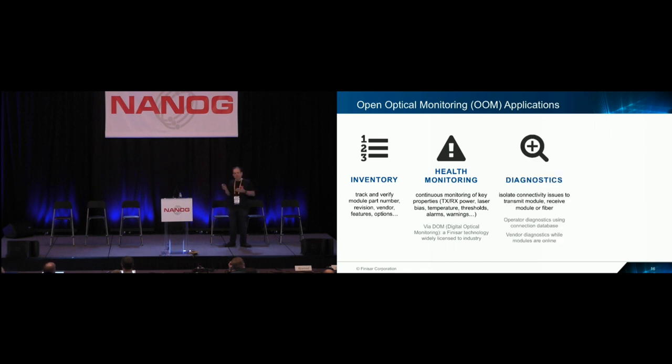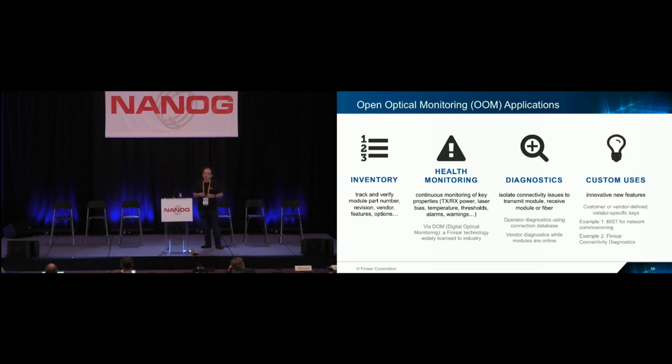Diagnostics, this means network diagnostics. There are ways that you could change the DOM information and also those alarm and warning thresholds to segment performance across your network. And you can see things like whether a fiber link is getting too close to the maximum edge, if the link budget is getting too close to what the fiber link can support. So you can do some proactive maintenance and diagnostics of your network.